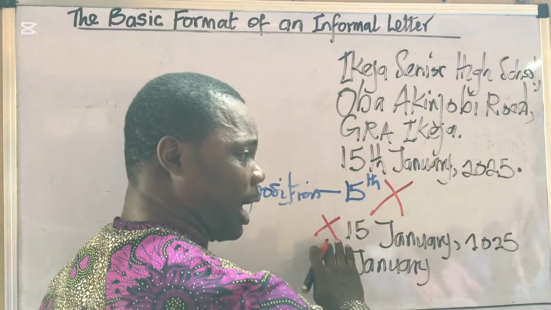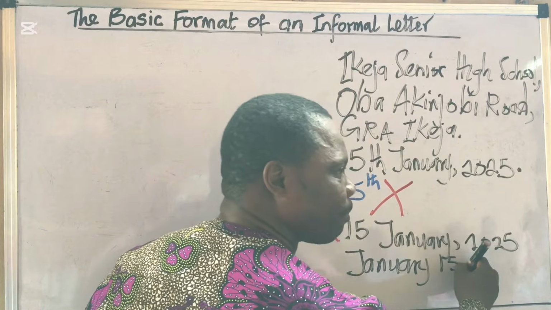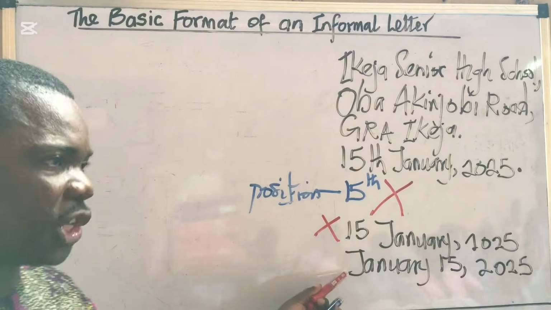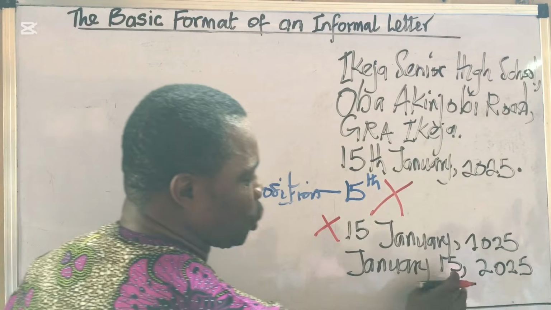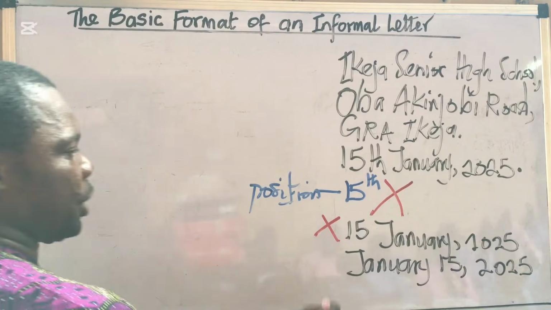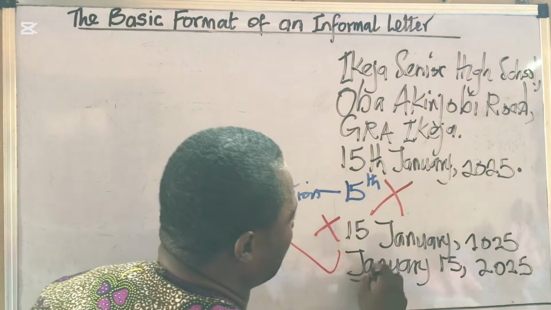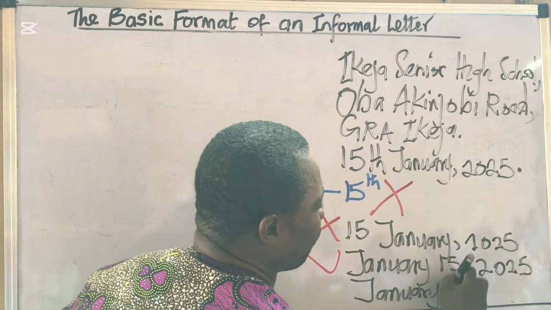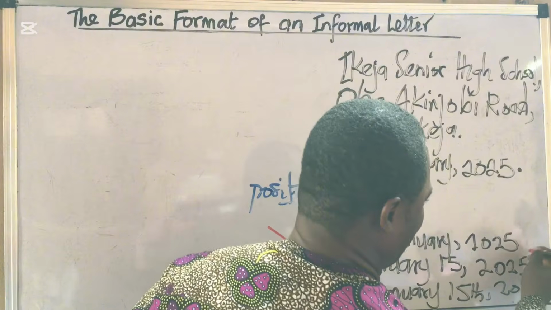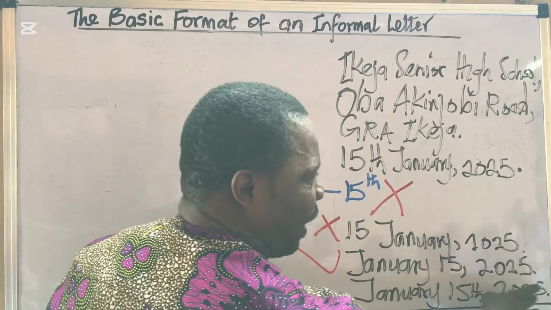In American format, you can have something like this. And then you can have January 15, 2025. This is acceptable in British format. But when you write it this way, then do not introduce the ordinal marker. So, this one, for example, is correct. While something like January 15th, 2025 is unacceptable. Remember, there must be a full stop after the date. January 15th, 2025 is unacceptable.